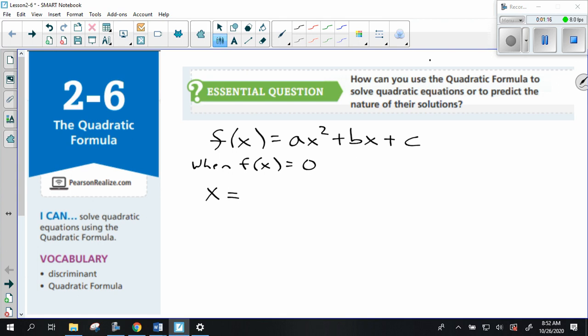So the quadratic formula, I'm going to remind you, you've seen it before. It is negative b plus or minus the square root of b squared minus 4 times a times c, all divided by 2a. In the example that we're going to do today, we're going to use the quadratic formula to solve it. Let's just get right into it.